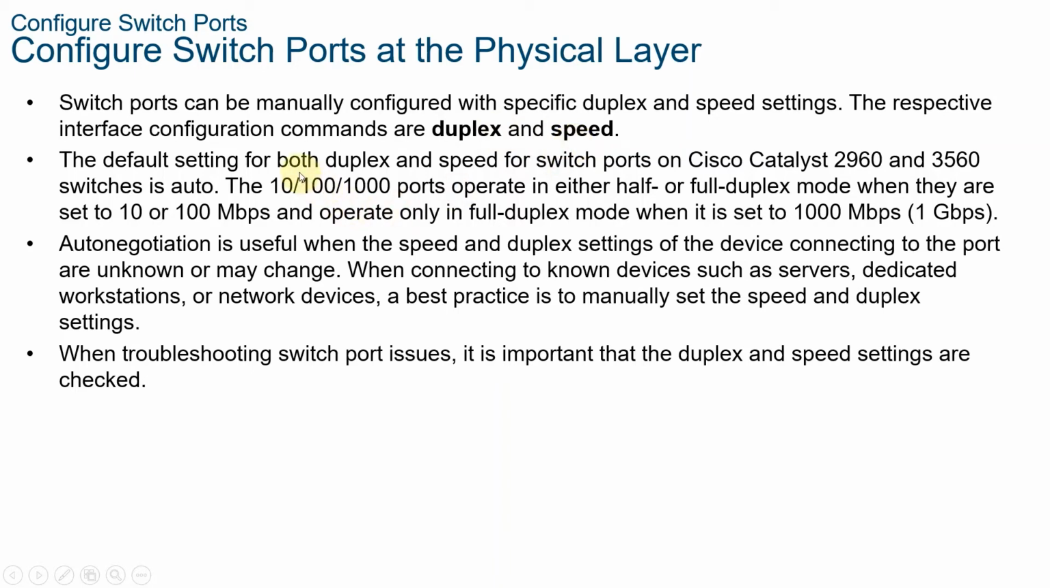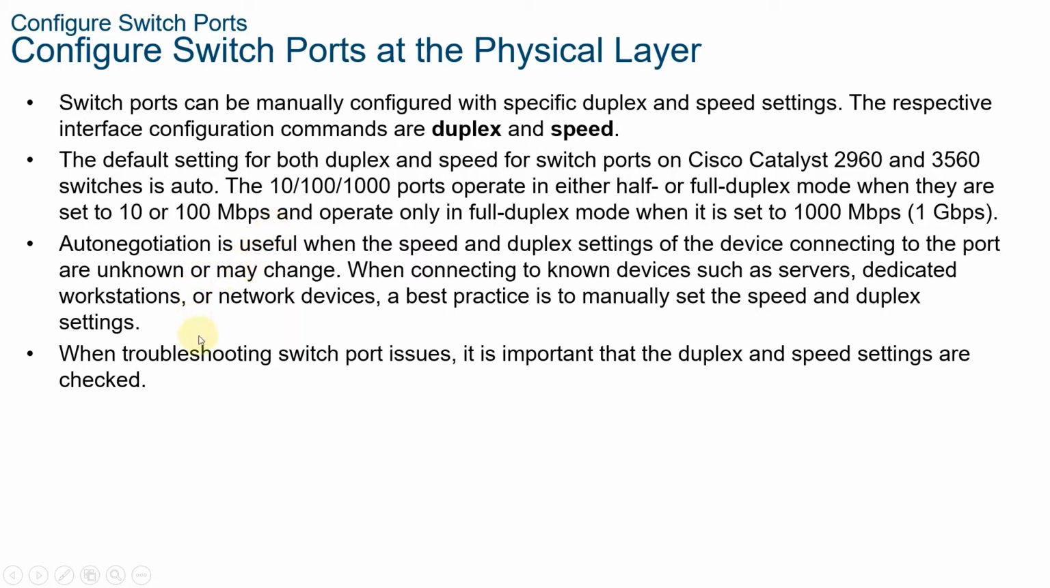The default settings for both duplex and speed on the Cisco Catalyst 2960 and 3560 switches is auto. The 2960 is a layer 2 switch and the 3560 is a layer 3 switch, and both of these switches are set to auto. Now the 10/100/1000 ports operate in either half or full duplex mode when they are set to 10 or 100, and operate only in full duplex mode when set to 1000 Mbps, or 1 gigabit per second.